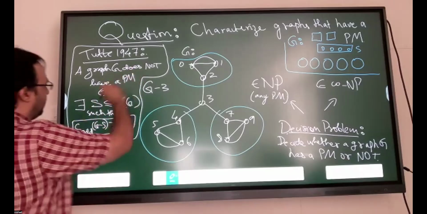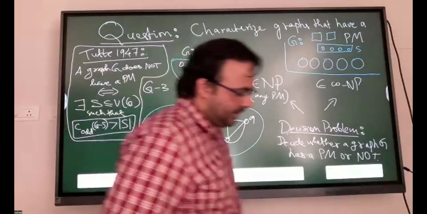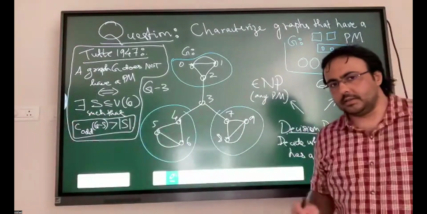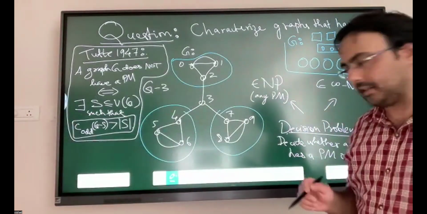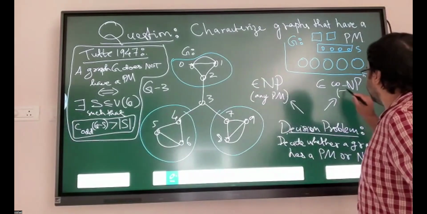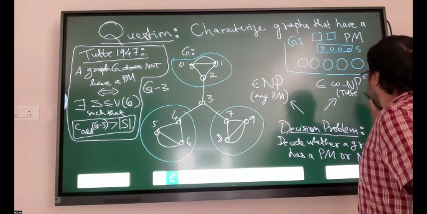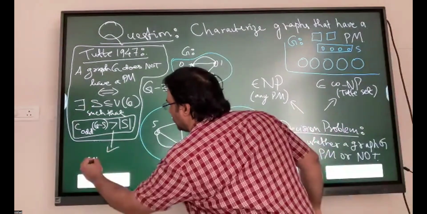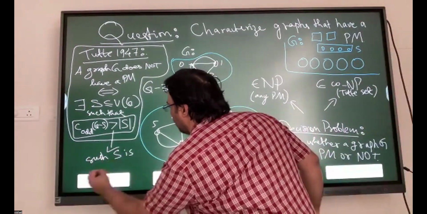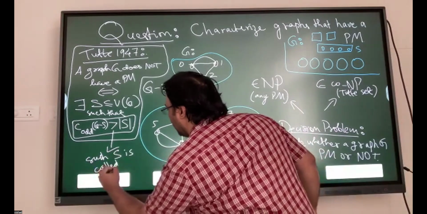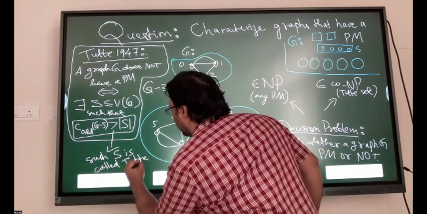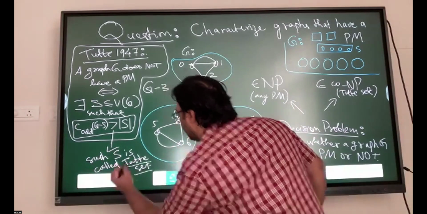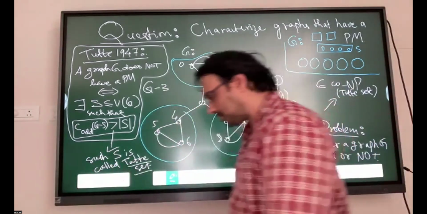Yes. G does not have a perfect matching if and only if there is a set S for which the number of odd components in G minus S is strictly greater than the cardinality of S. Such a set is called a Tutte set. What is a Tutte set? This. Such S is called a Tutte set. Okay? Good.